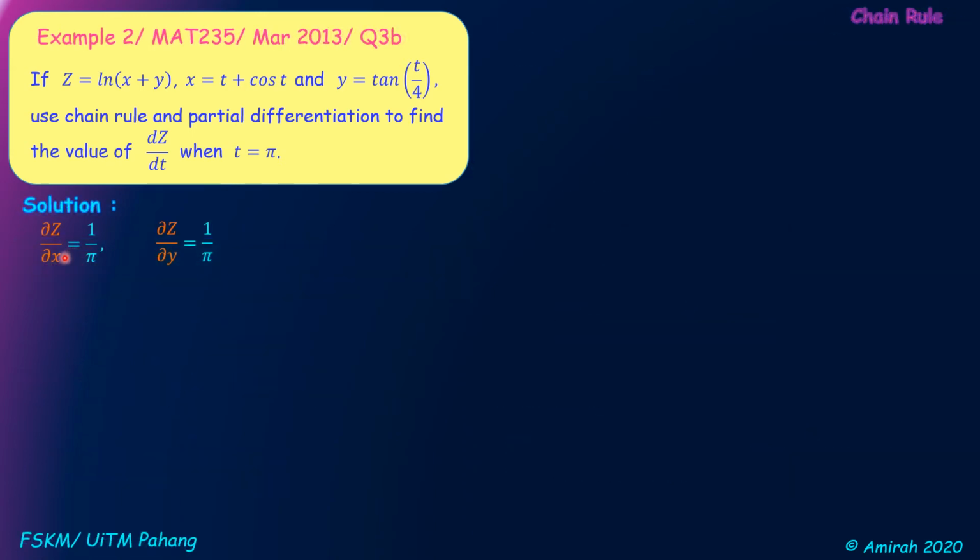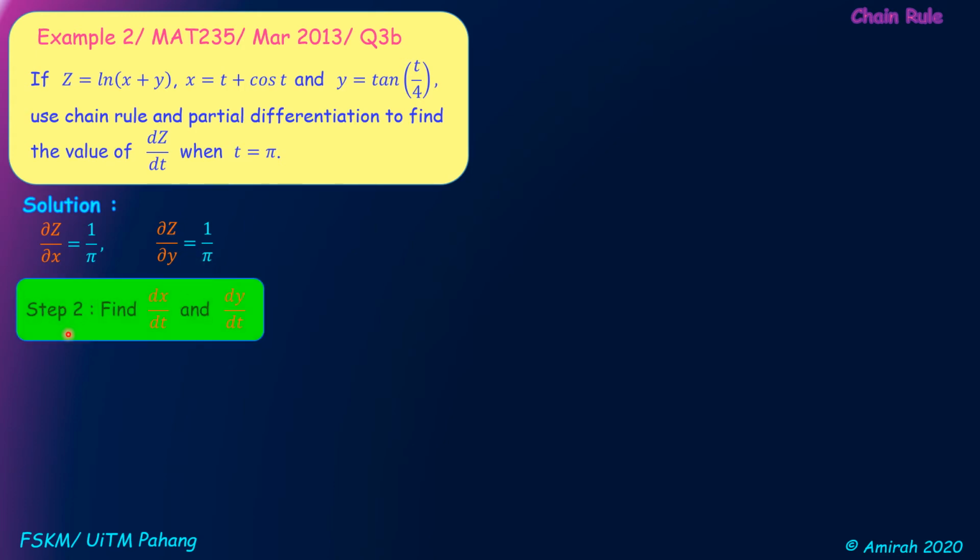From the previous slide, we get ∂z/∂x equals 1 over pi and ∂z/∂y equals 1 over pi. Then we can continue with step 2. Find dx/dt and dy/dt.